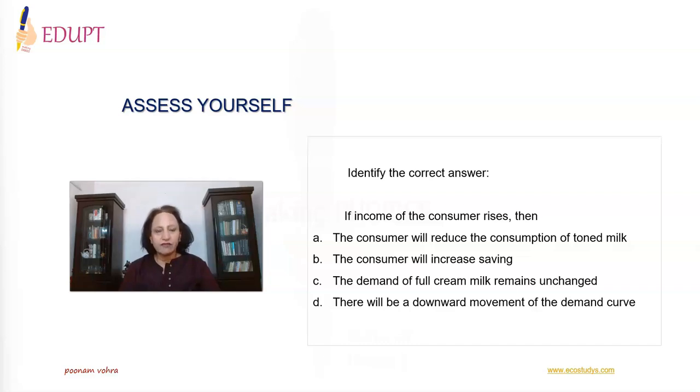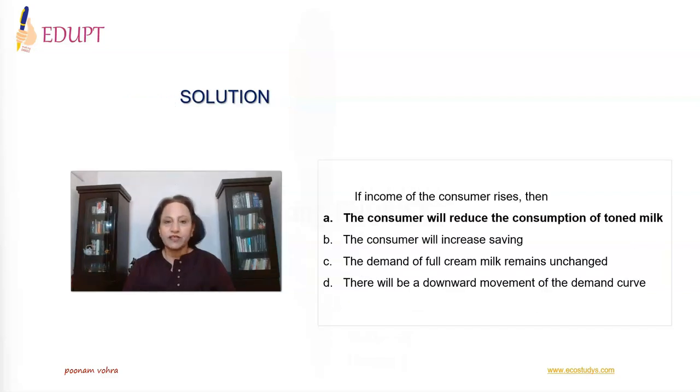Now assess yourself and identify the correct option out of the 4 options given for a statement. If income of the consumer rises, then option A, the consumer will reduce the consumption of toned milk. B, the consumer will increase savings. C, the demand for full cream milk remains unchanged. And D, there will be a downward movement of the demand curve. Please check your answer. The correct answer is option A.